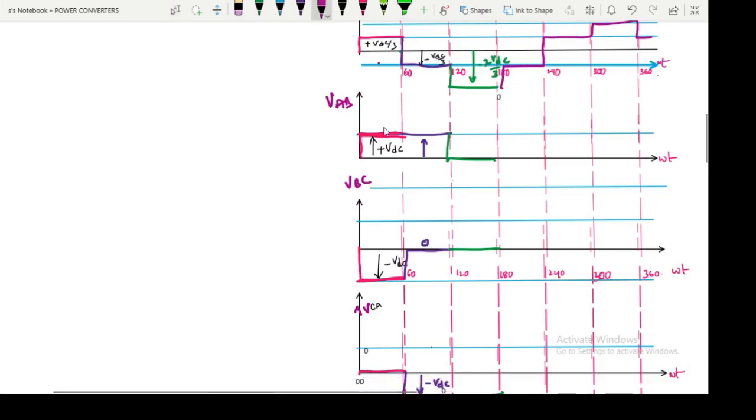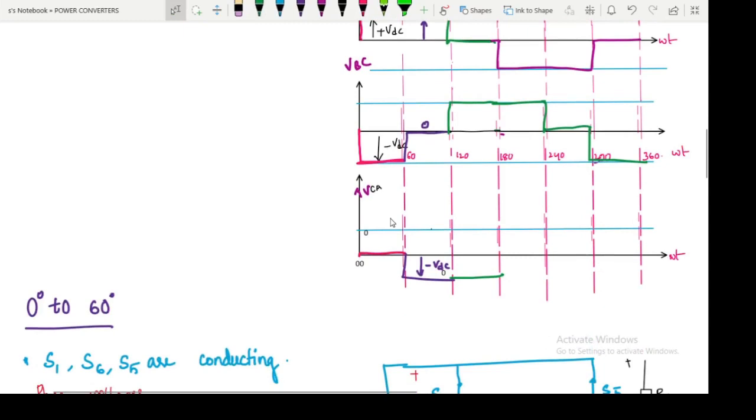Okay, so for line voltage that will be like this. VAB, and for VBC, this will be like this. Actually for VBC it is plus VDC earlier, right? Plus VDC. That means plus VDC will be here. Okay, so this will continue for the next 60 degrees and it will be off for 1 pulse and it will be on for 2 pulses. Okay, so this is the second. And here it will be off here and it will be on here.